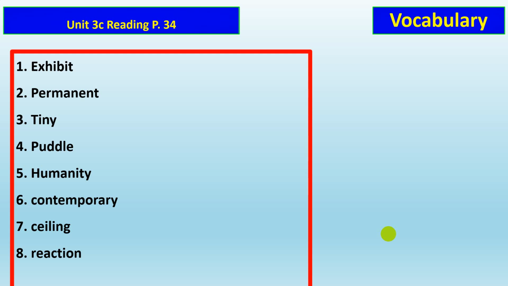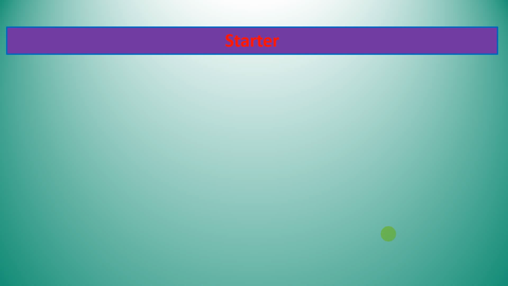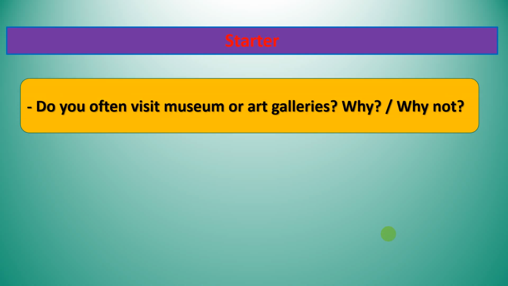Okay, now let's start our lesson. For today we are going to study vocabulary. I have here the words. The first ones are exhibit, permanent, tiny, puddle, humanity, contemporary, slang, and reaction. Now let us start. Do you often visit museums or art galleries, and why or why not? I want you just to think about these questions. Try to answer them. Okay?